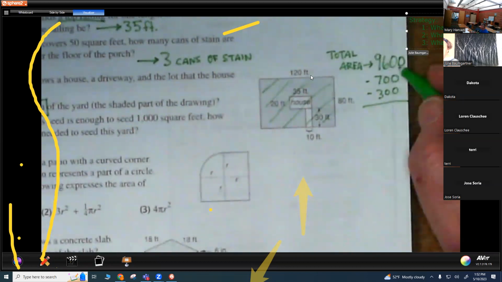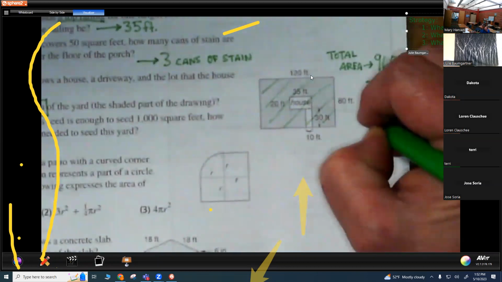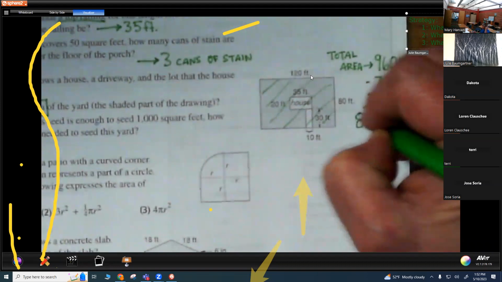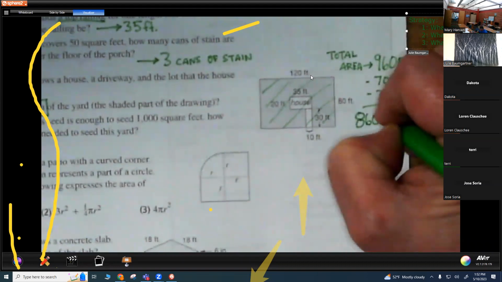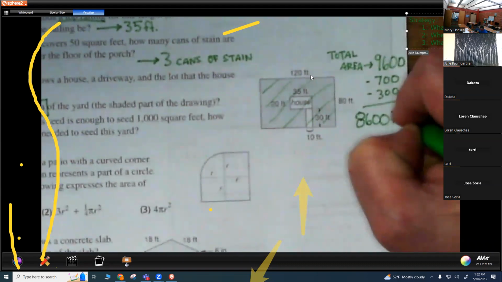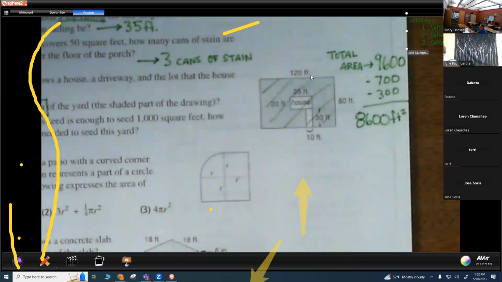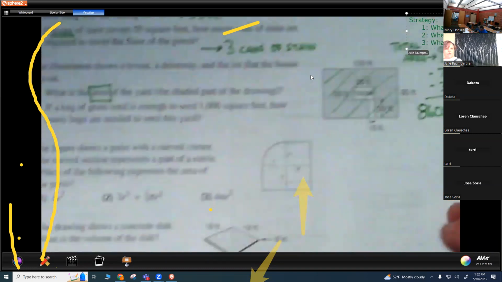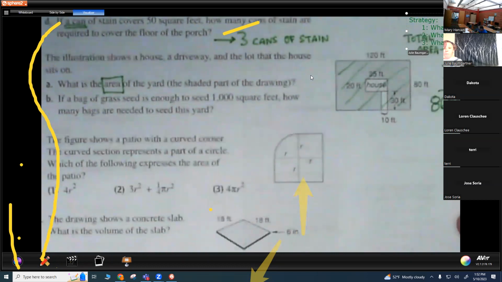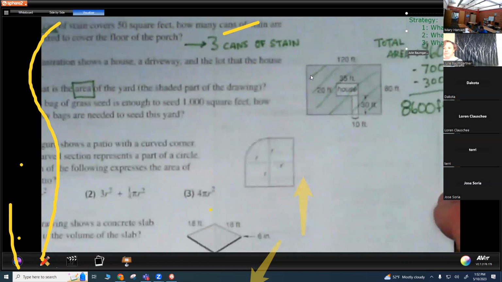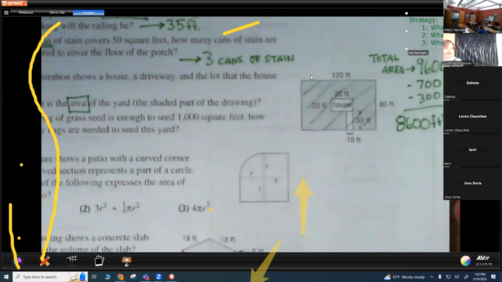So then 9,600 minus 1,000. So the yard area should be 8,600 square feet. Did anyone work on that problem? Get to that problem? Probably not. Yeah. Good. Okay. Where do you feel like you got a little stuck?